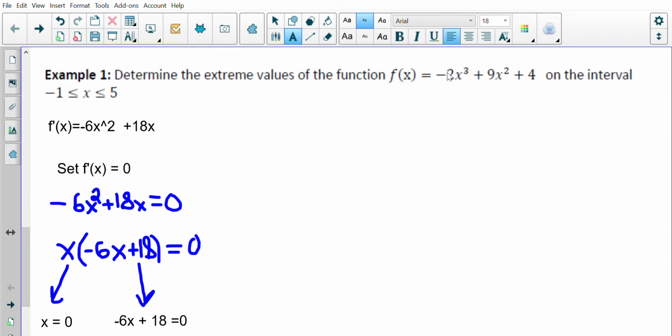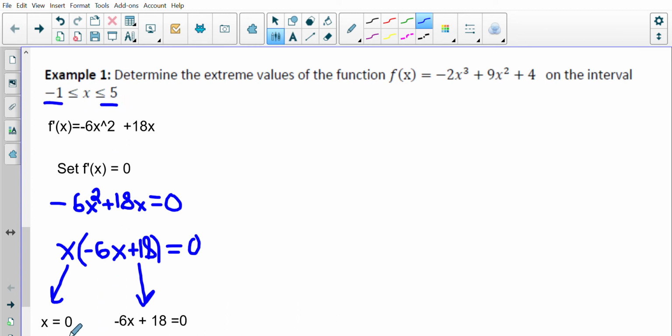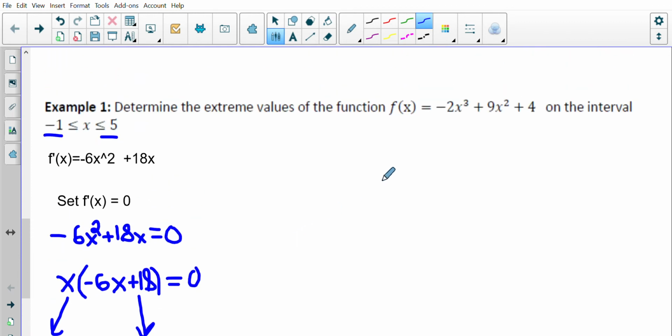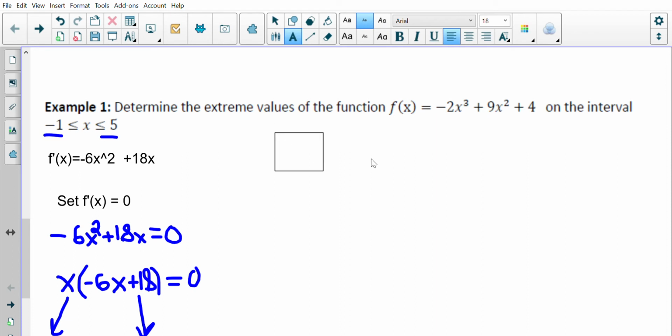So now what we're going to do is substitute these 1, 2, 3, 4 x values into our original function and see what we get. All right, so we'll start with the endpoints first. So we'll go with f of -1.